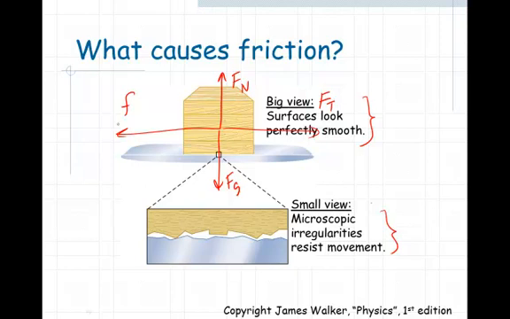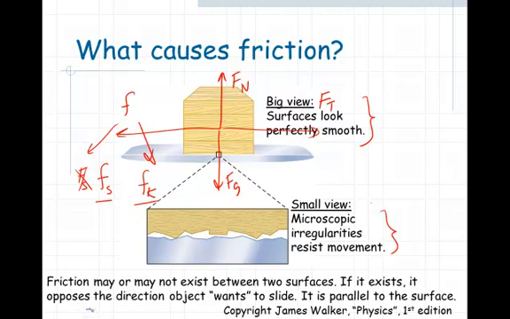Now that force of friction could be two types. If it was actually moving, we would write it like this. That would be static friction or kinetic friction, depending on whether it's moving or not. Static is if it's not moving, kinetic friction is if it is moving. So remember, the force of friction always points opposite the intended motion, opposite the direction the object wants to slide in.